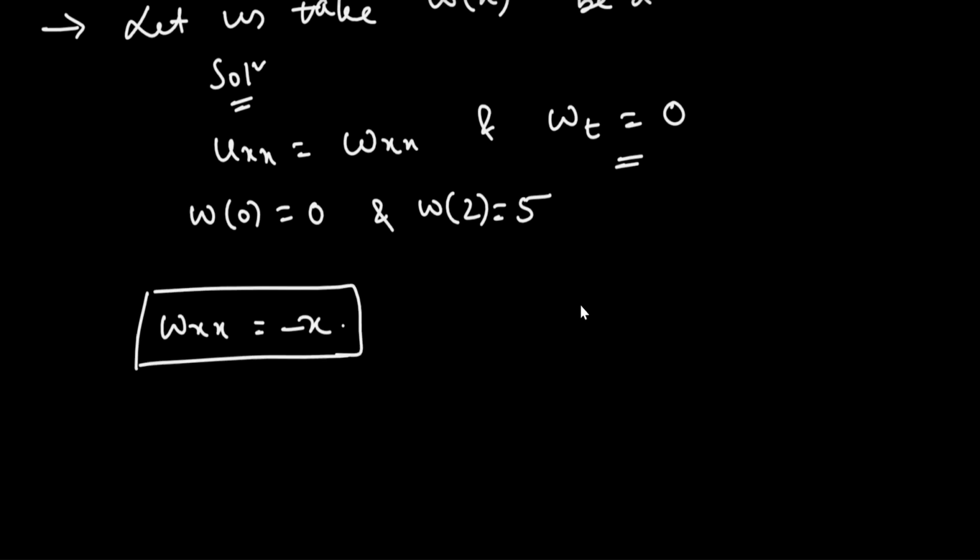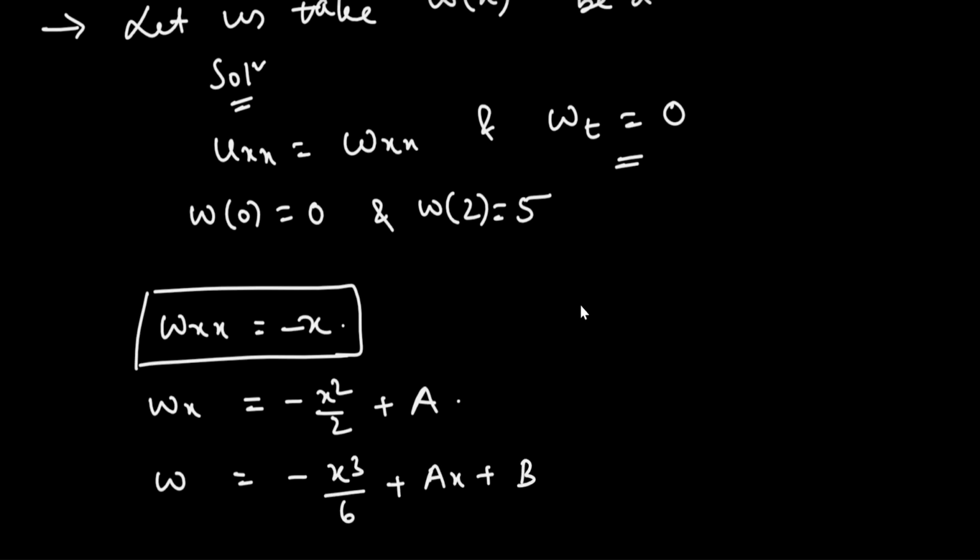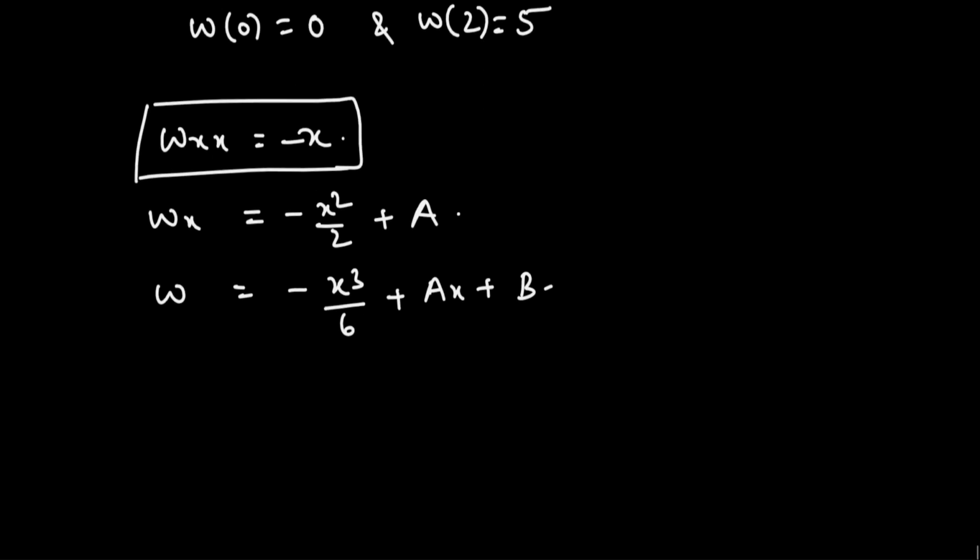This is clearly a differential equation of order 2. If we integrate 2 times, then we can easily find the solution. So integrating once, w'(x) is equal to minus x squared by 2 plus an integrating constant, suppose a, and integrating again, w equals minus x cubed by 6 plus ax plus b, the second integrating constant. We have these two boundary conditions, so we apply them.